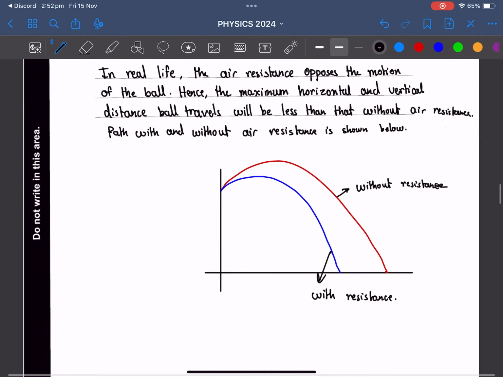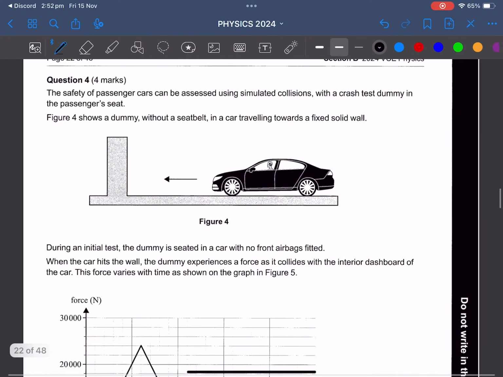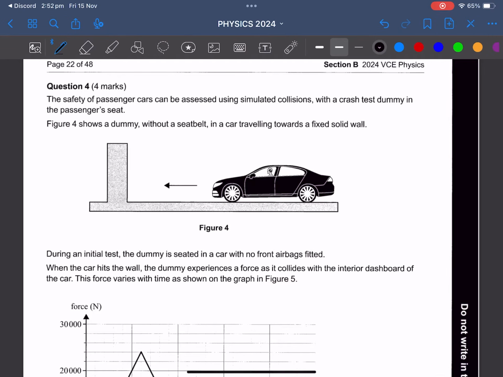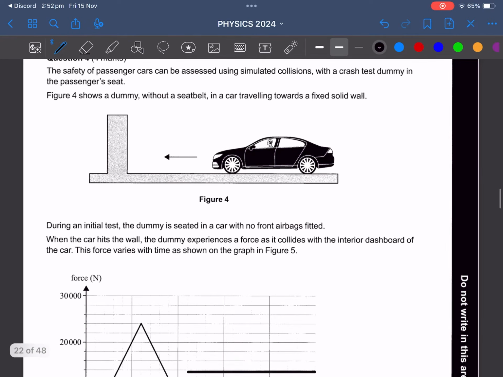Okay, moving on to the next question. Question 4: the safety of the passenger car can be assessed using simulated collisions with a crash test dummy in the passenger's seat. Figure 4 shows a dummy without a seatbelt in a car traveling towards a fixed solid wall.